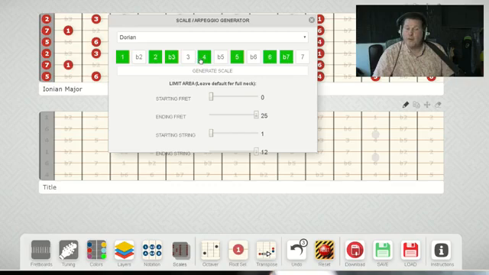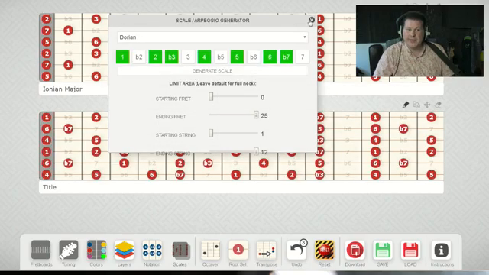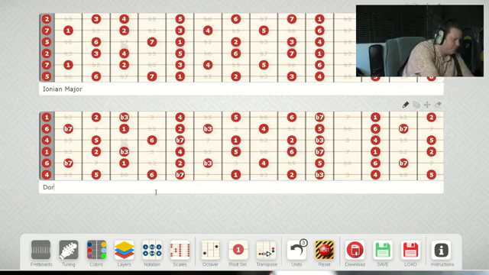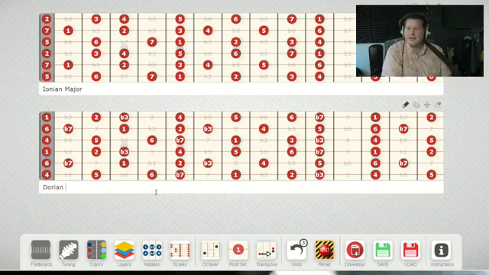Okay, then we've got a fourth, a fifth, and a sixth, just the same as the major scale. But we do have a flattened seventh. So that's the interval guide for that scale. If I just click on Generate Scale, we've populated our fretboard, and now we've got it. Okay, so I'll label this Dorian.